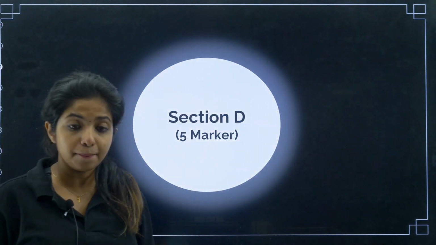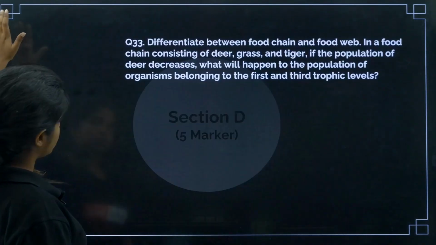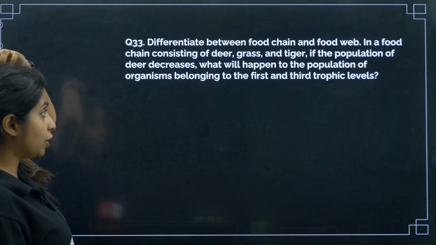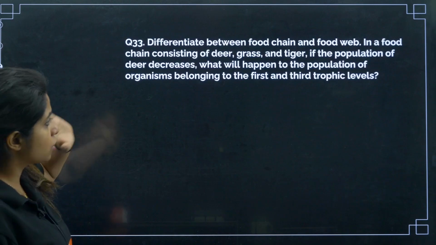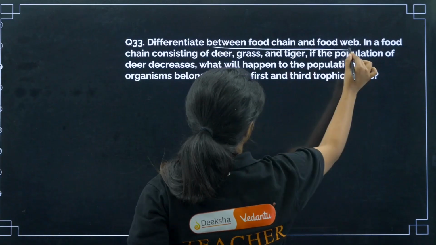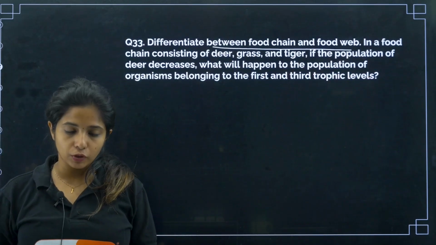Section D, which is 5-marker question. Differentiate between food chain and food web in a food chain consisting of deer, grass and tiger. Okay, let's solve the first part of the question first. Differentiate between food chain and a food web. Anyway, that is the question, we have to solve it.